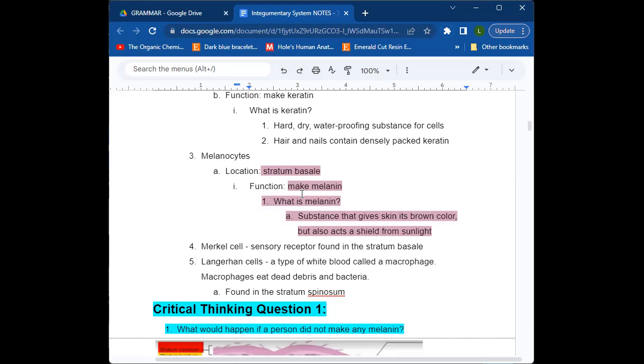So this is why people with darker skin tones make more melanin, and therefore they have more protection from the sun, versus people with lighter skin tones, who make less melanin, and therefore they have less protection from the sun.